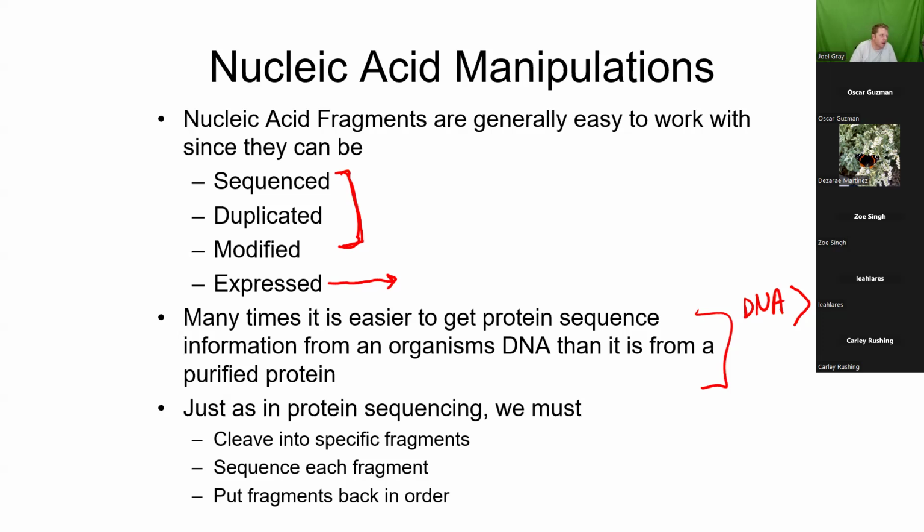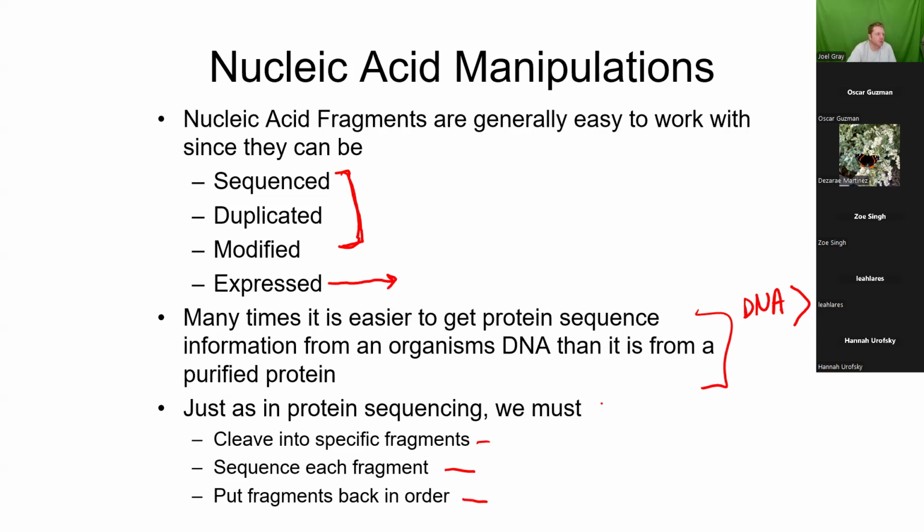So we will talk a little bit more whenever we get to proteins about protein sequencing because it's still a valid process and it's still an essential tool to have in your tool belt. But when you're trying to find out what is the sequence of a protein, you want to start with the DNA sequence. Because DNA, we can cleave it into specific fragments. We can sequence those individual fragments and we can put those fragments back together.